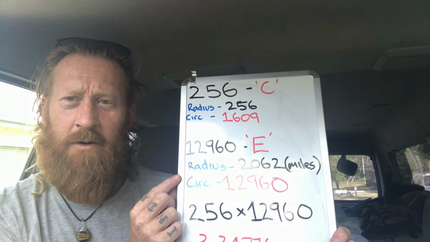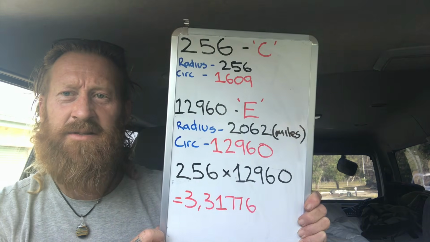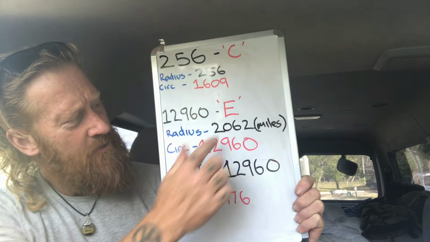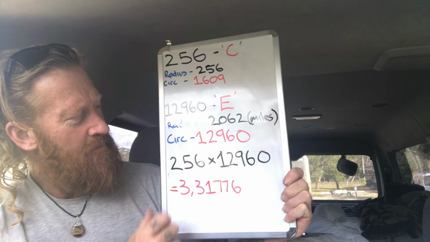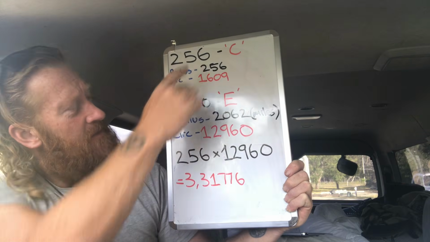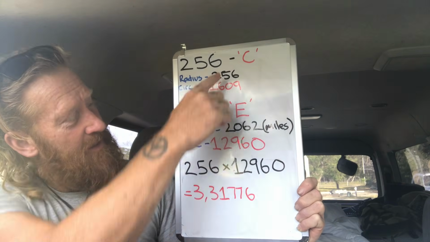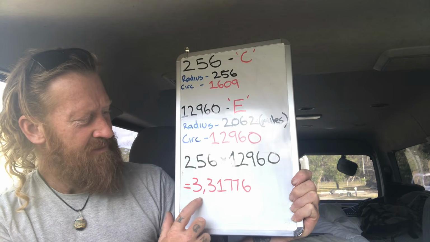Now where did we get that from? We took the radius of miles from the equator to the King's Chamber, which is 2,062, and we draw a circle with that, we get 12,960. That's where we got it from. So we times these together, the c and the e, and we get this in meters. So that's the kilometers.